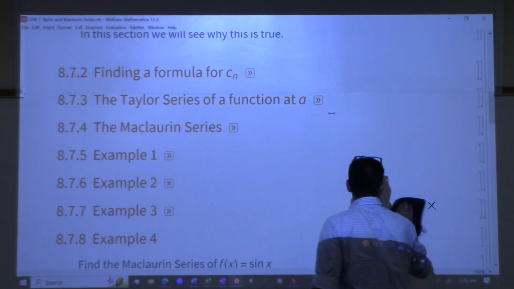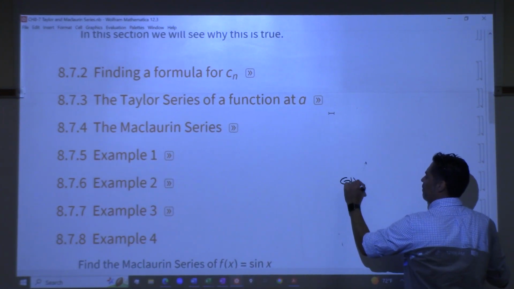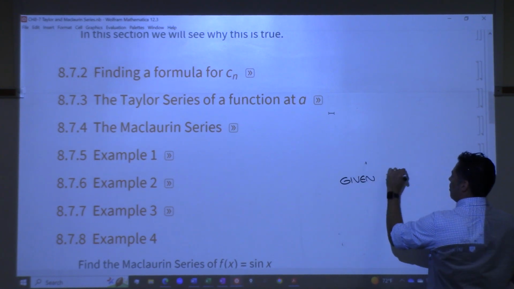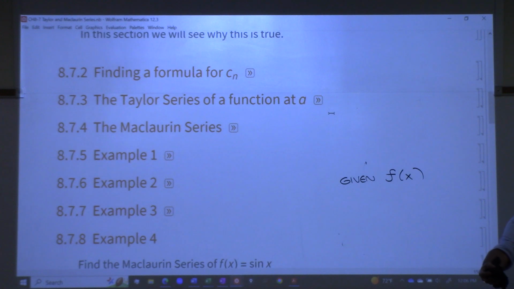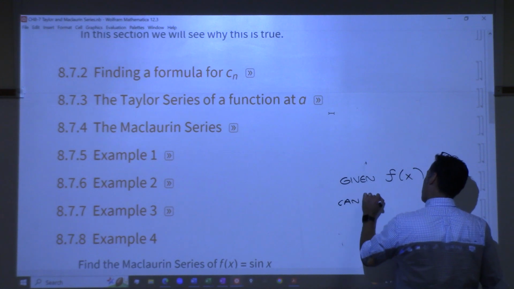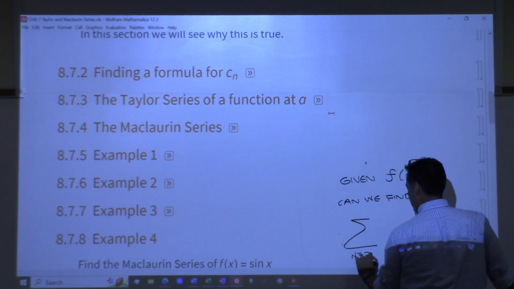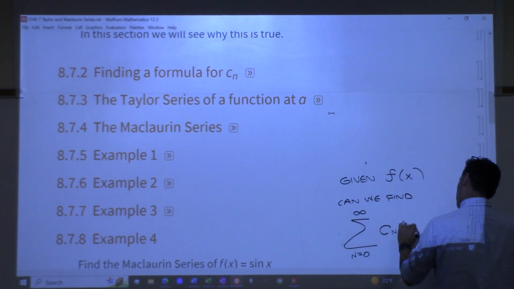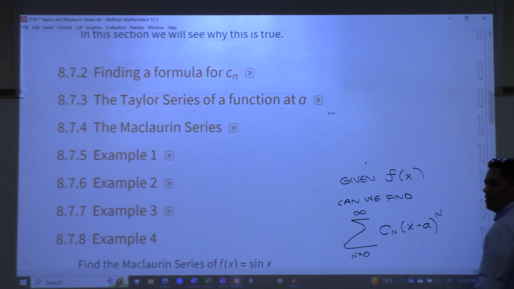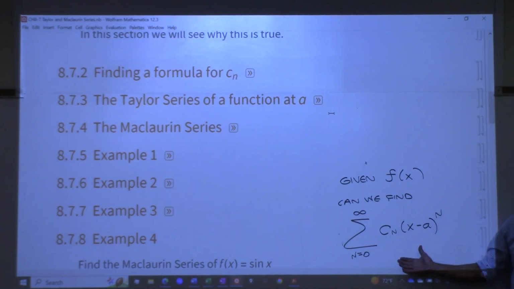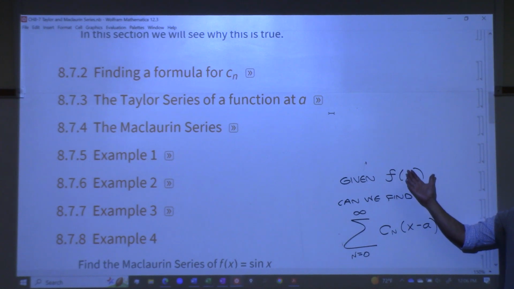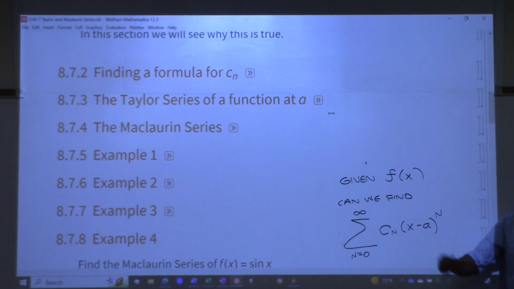So I want to write this down. Given some function, right? Somebody gives you a function. Can we find a power series that represents that? If someone gives me a function, can we find a power series that represents that, right? That's the big question. Give me a function, sine, give me e to the x, give me some function. Can I find the power series for it?